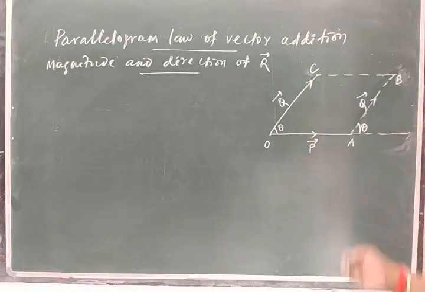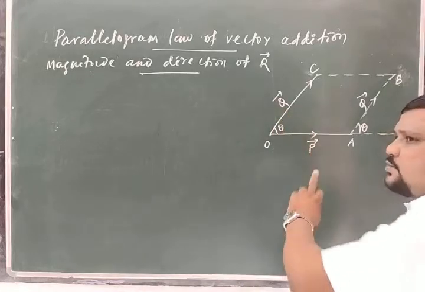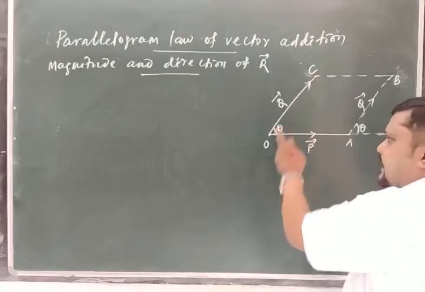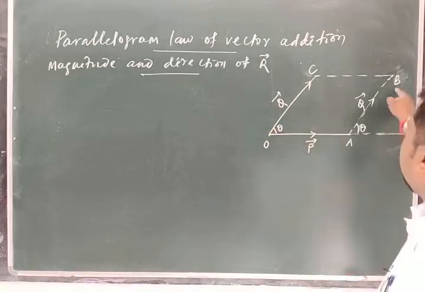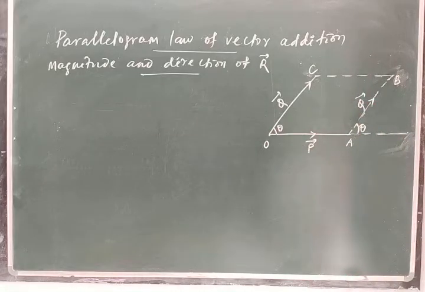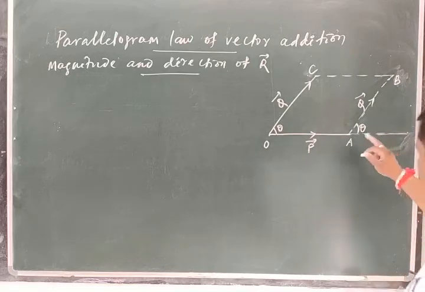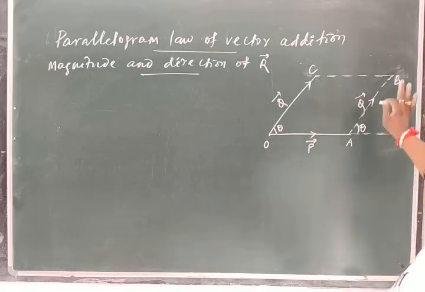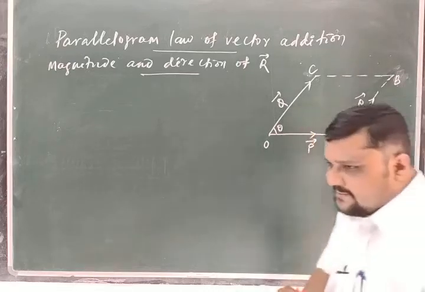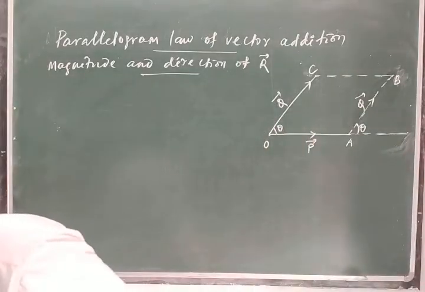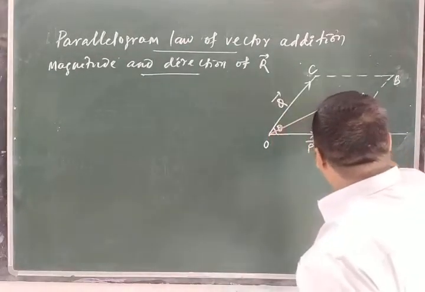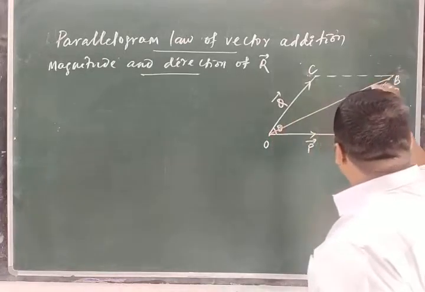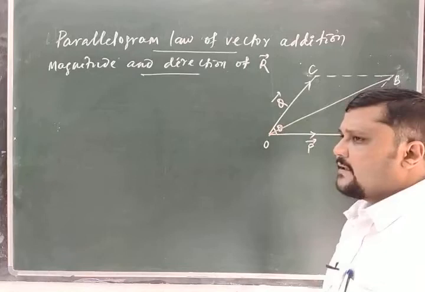Clear? So let us consider the two vectors P and Q are represented by the two sides OA and OC starting from a common point, which represent two sides of a parallelogram OABC. Clear? Now, if this is the case, with angle theta, then the resultant is represented by the diagonal of the parallelogram. Which diagonal? The diagonal which starts from the common point.